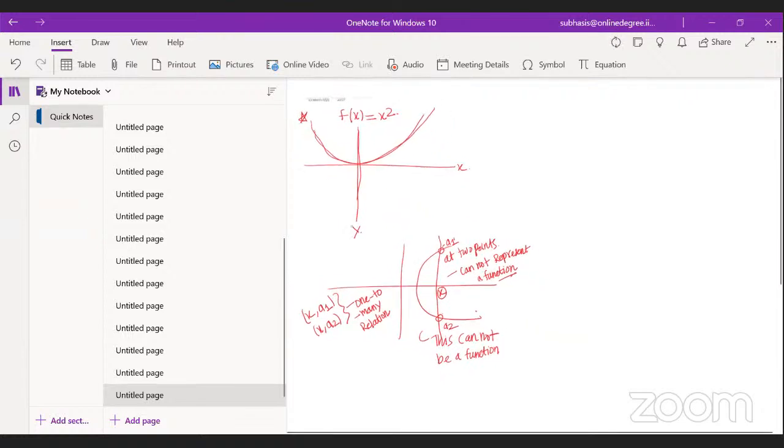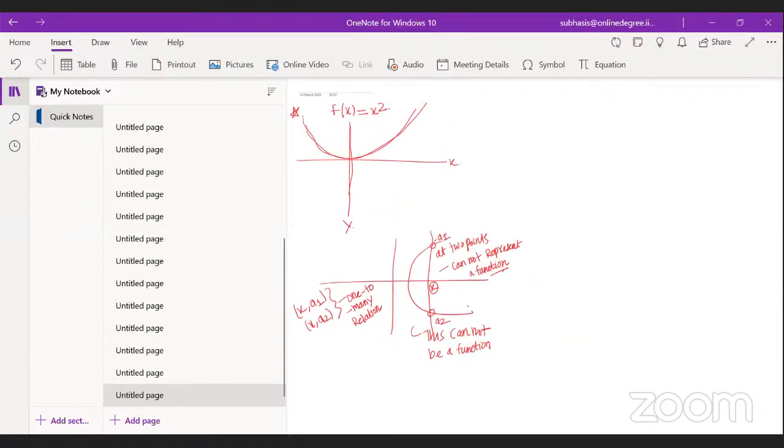Now, is it clear? Yeah. This part is clear, right? Yes.